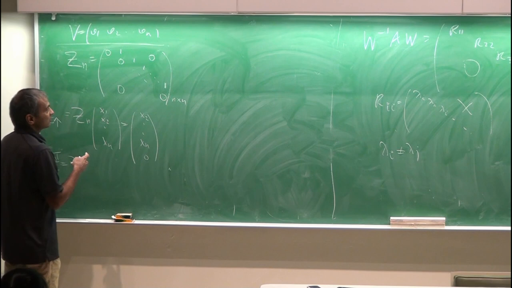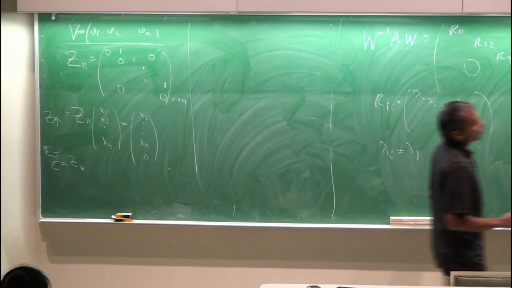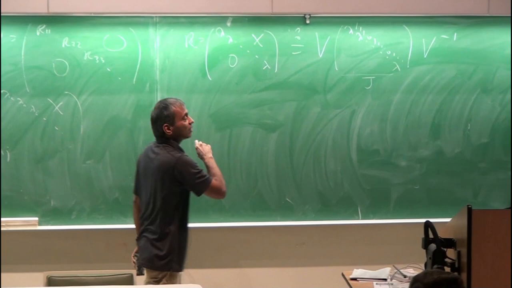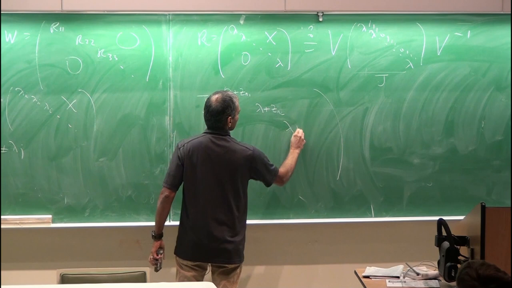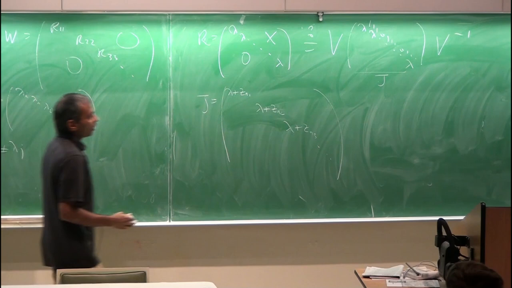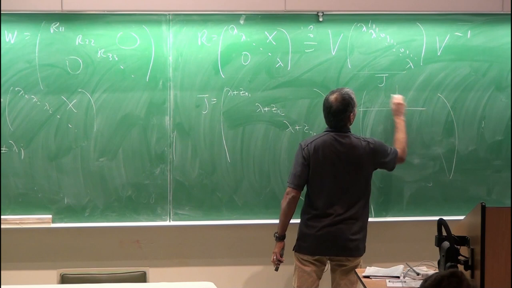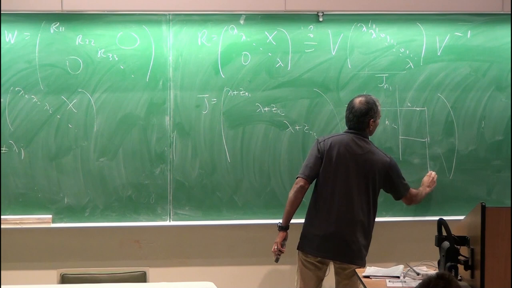So with this matrix, we can now give a more explicit representation of the Jordan form. What we're going to say is that in the Jordan form for R, this matrix J will look like this. It'll have lambda plus Zn1, lambda plus Zn2, lambda plus Zn3, like that. Or more explicitly, if I write it out, this matrix J will look like this. It'll be an n1 by n1 matrix up here, then an n2 by n2 matrix, then n3 by n3, and so on.